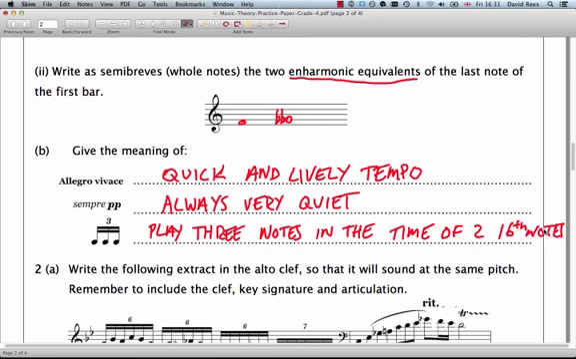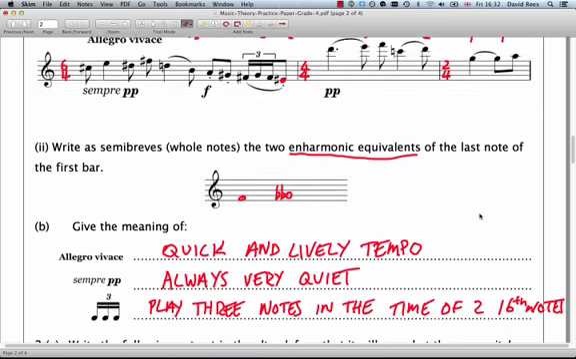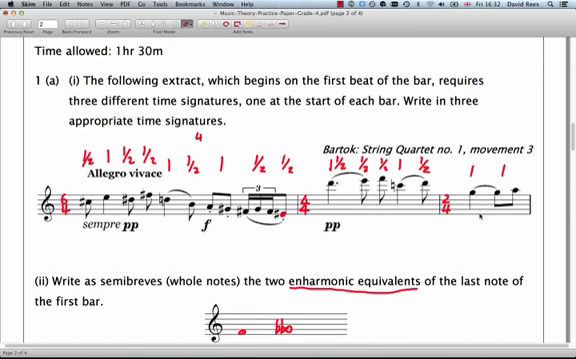Something like that. So it's saying we're going to play 3 of these 16th notes in the time it would normally take us to play 2 16th notes. And that's the whole point of our triplet idea. And I think that brings us to the end of question 1. So I will see you for question 2.